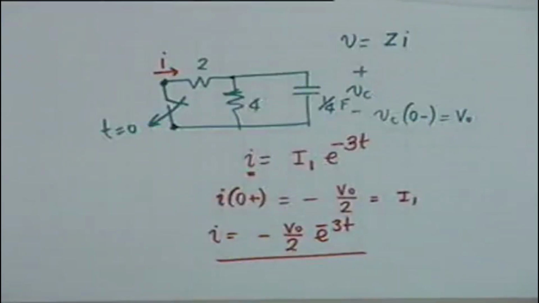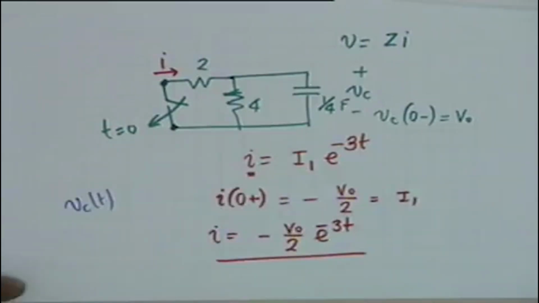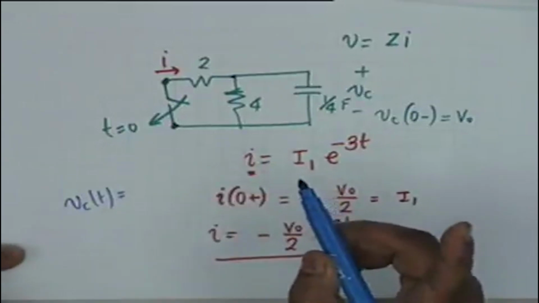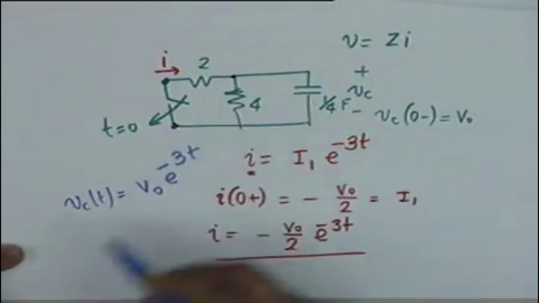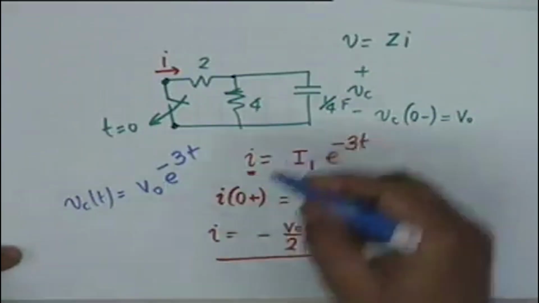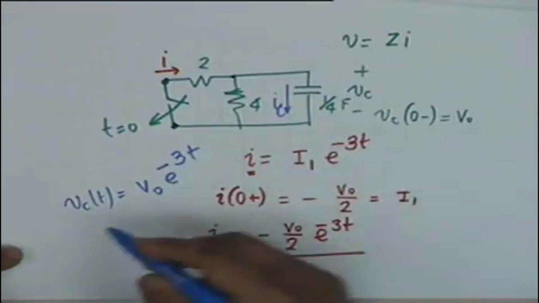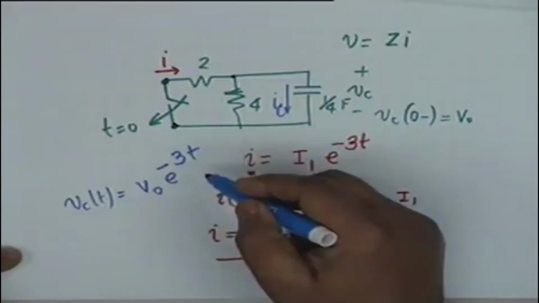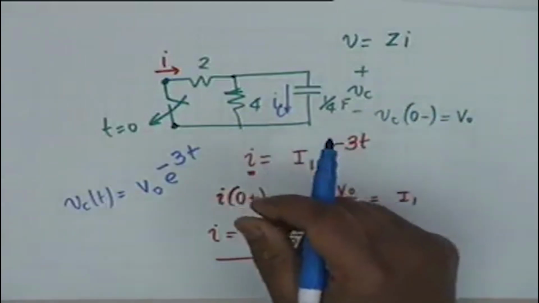For example, instead of this current, suppose I had to find out VC of t, then I can write it immediately as the initial voltage is V0, so it would be V0 e to the power minus 3t. Or I can find out the current through the capacitor, I sub C. Well, I sub C of t would be 1/4 times dVc dt. Is that clear?